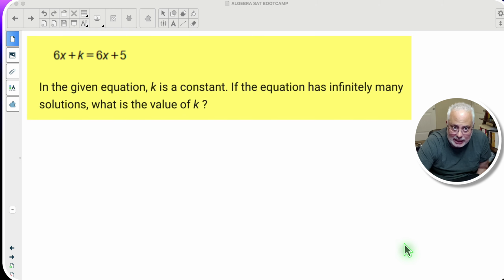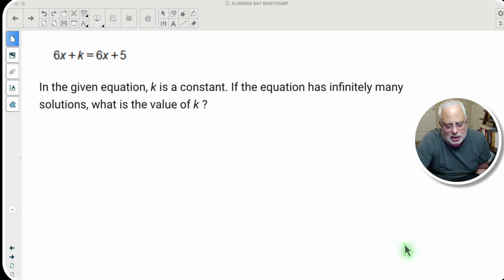6x plus k equals 6x plus 5. I always tell my students that the easy questions, we need to identify them, and we have to guarantee those questions so we cannot make mistakes on them. We can get all of them right. Why are those questions easy? Because look at what the question said. What is the value of k?